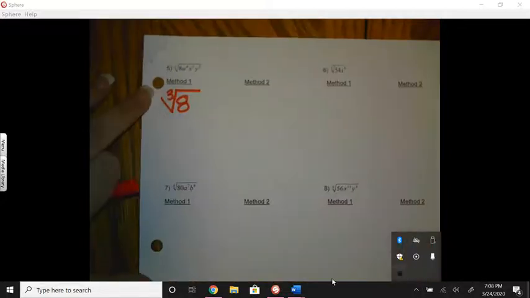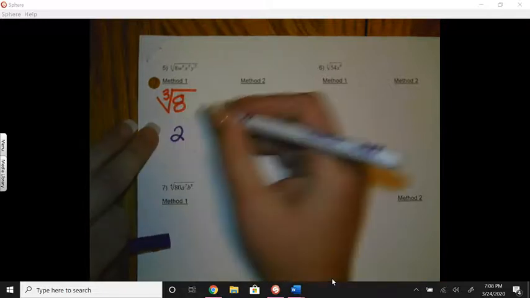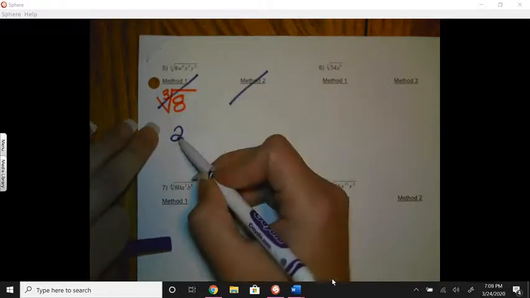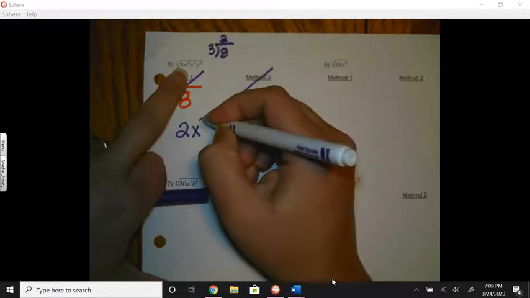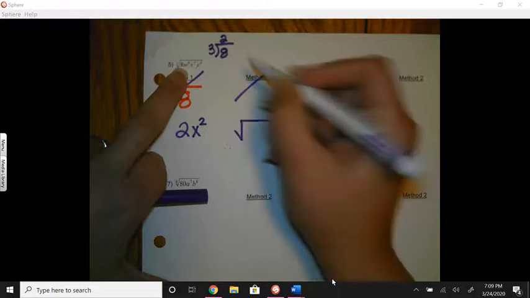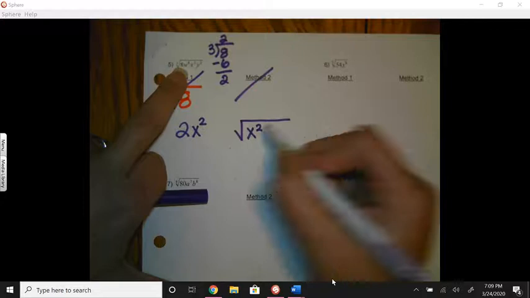Okay, so if we take a look at number 5, we have the cube root of 8. So what times itself 3 times is 8? 2. So we don't have to use method 1 or method 2 because it's a perfect cube. And then as far as the variables go, we can use division. 3 goes into 8 twice, so we would have x squared. And the remainder is 2, so we would have x squared inside the radical.